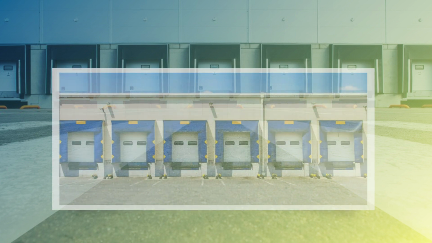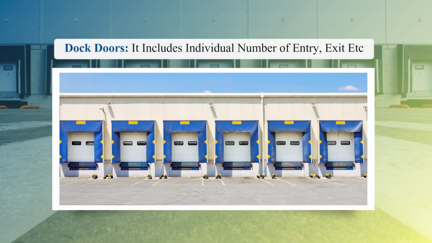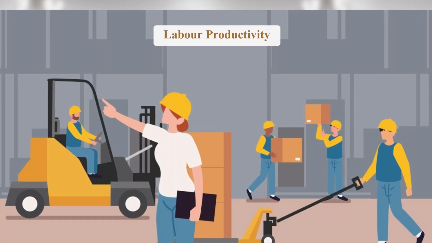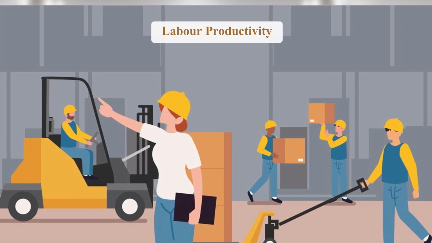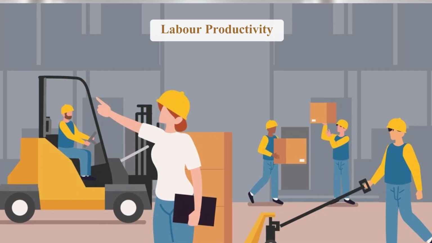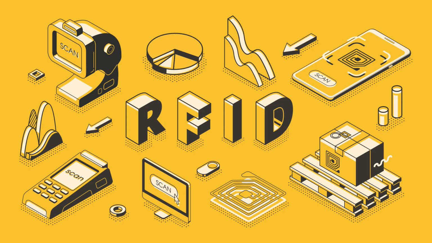Third, dock doors. It includes individual number of entry, exit, etc. Fourth, labor productivity. It shows the productivity of labor by function or activity, like cases picked per man hour, etc. Fifth, devices. It includes RFID system, mobiles, computers, automatic storage and retrieval, etc. All the information related to the store management is recorded in the form of data.